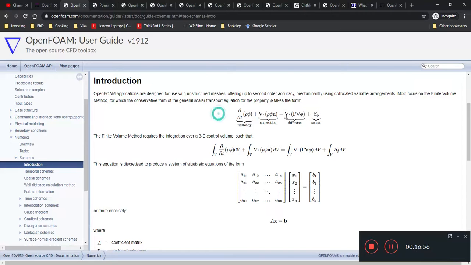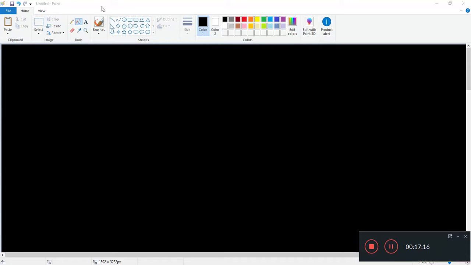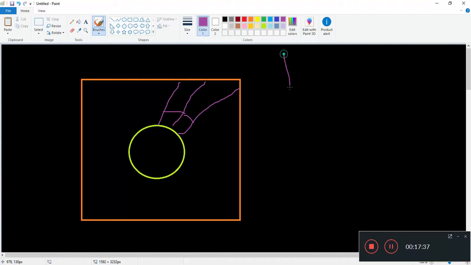So how does OpenFOAM deal with this partial differential equation? OpenFOAM uses the finite volume method. It separates out the entirety of this space. Okay, let me use Paint. Let's say you have a domain here, the box I was talking about, and then you have the sphere in the center. What OpenFOAM does is chop this up into many small little blocks, and they're called hexahedral blocks.